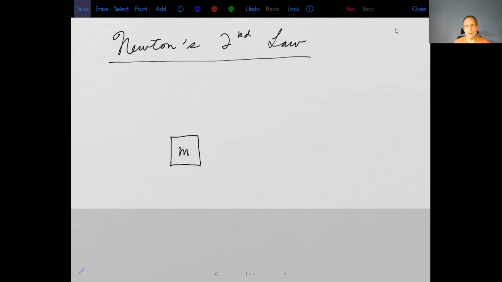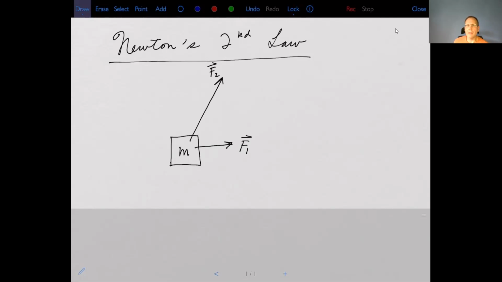And let's assume that there's two forces acting on this object. So let's say I have a force F1 acting to the right. So I'll call this F1. And then a force, I don't know, maybe like this, F2 acting in that direction. So I have two forces acting on the object.